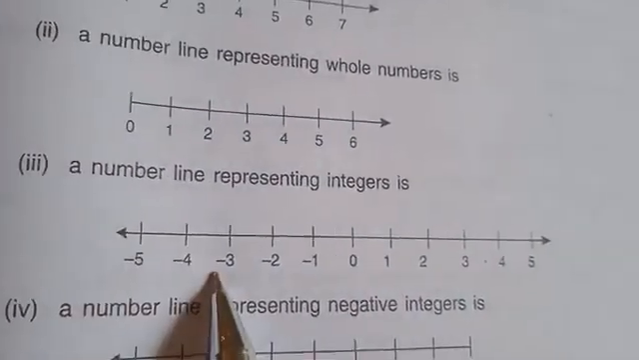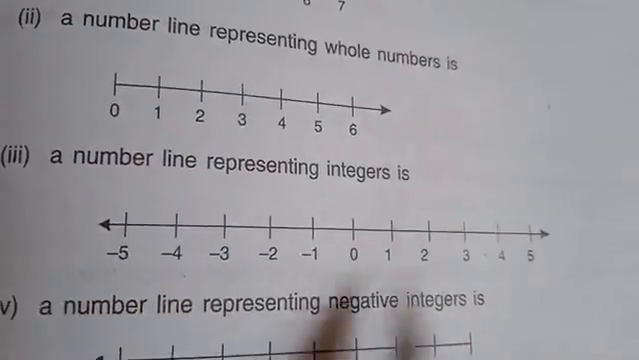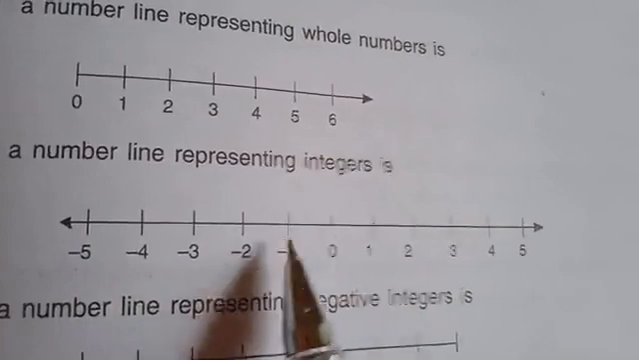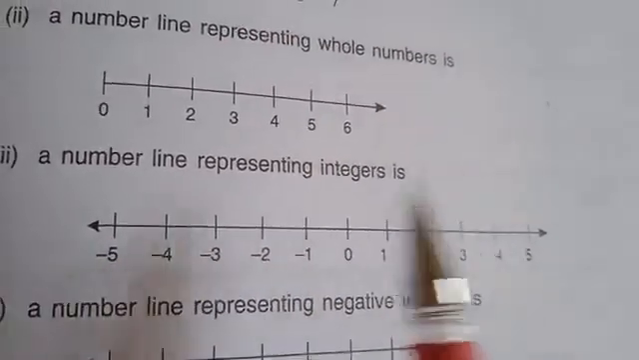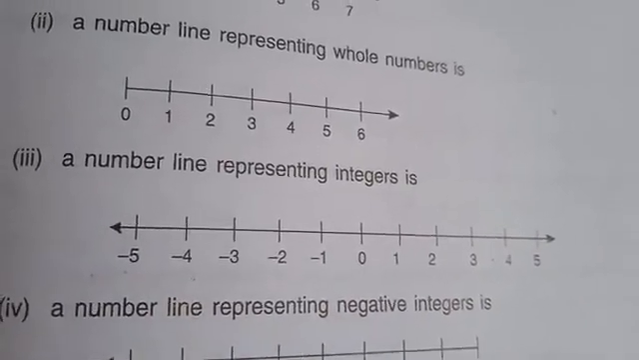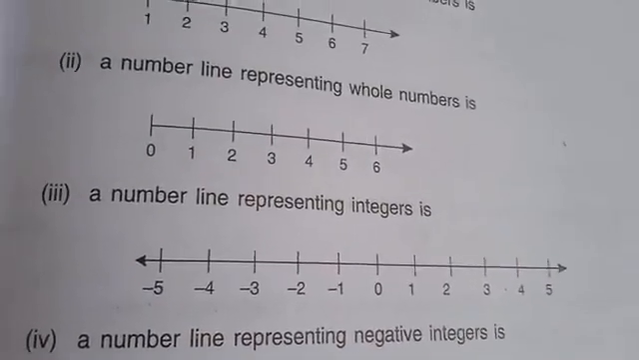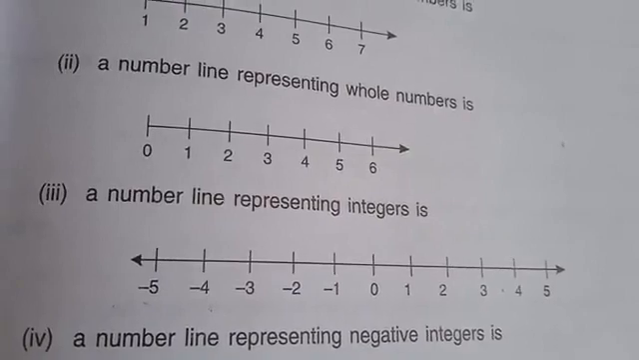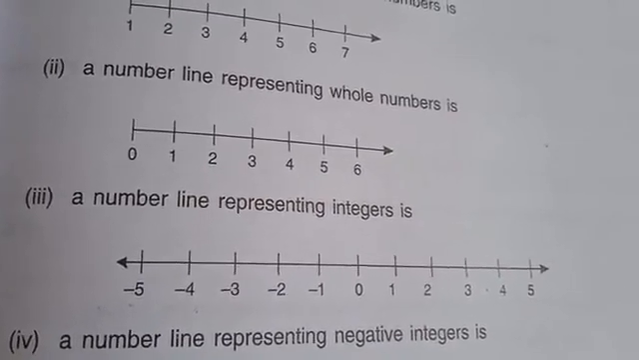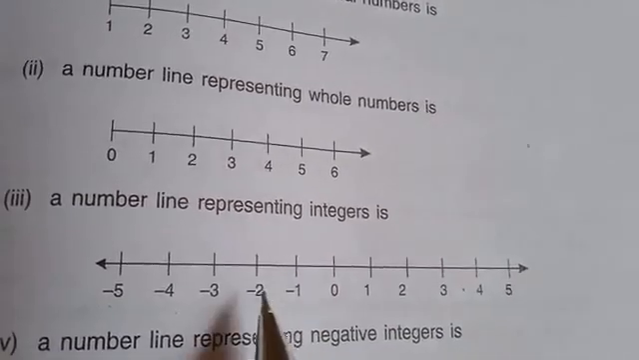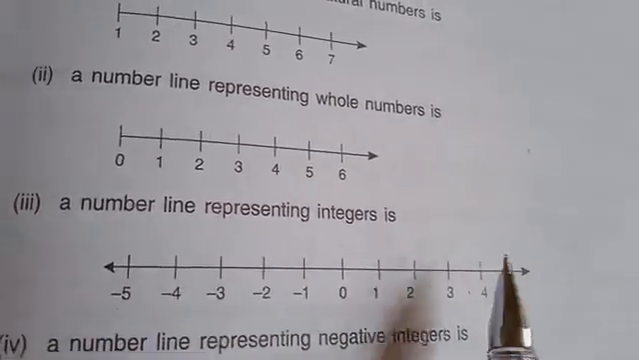than the negative integer. Now, moral of the story, if you take any two integers, whether they are positive or negative, the integer which is on the right side will be always greater, and the one on the left side will be always smaller. Left side smaller and right side greater.